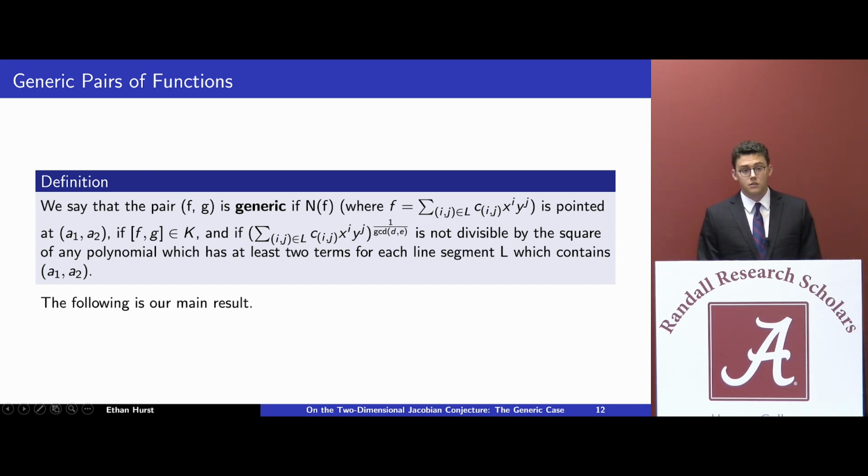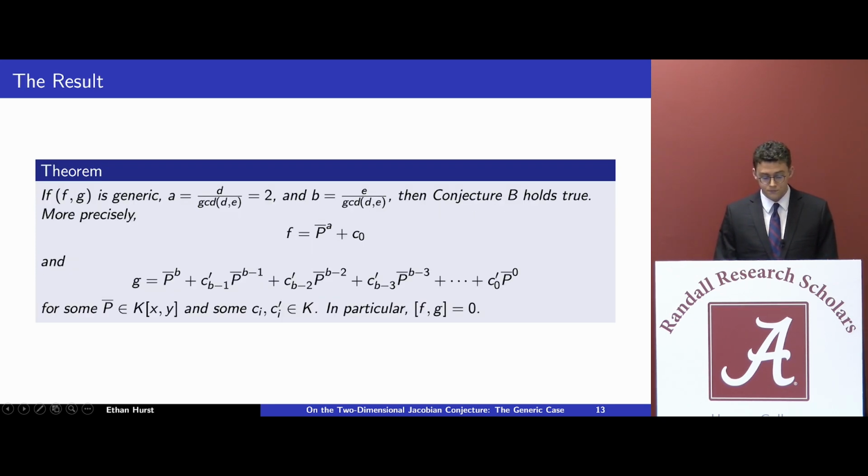And then the following theorem gives our main result so far. We restrict f and g to be generic functions. We fix a at 2, and that comes from the formula d over the greatest common divisor of d and e, and recall d and e are the maximum degrees of f and g. And we let b equal e over that greatest common divisor. Then our equivalent Jacobian conjecture also holds true. More precisely, we've been able to come up with explicit formulas for f and g that allow us to break this down and compute it more effectively.